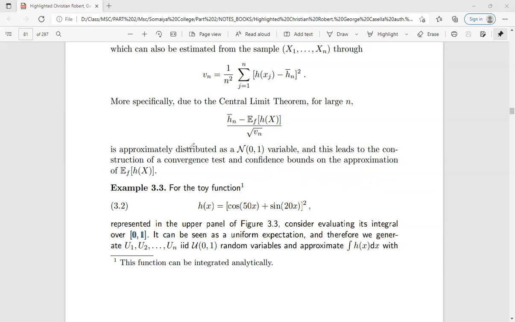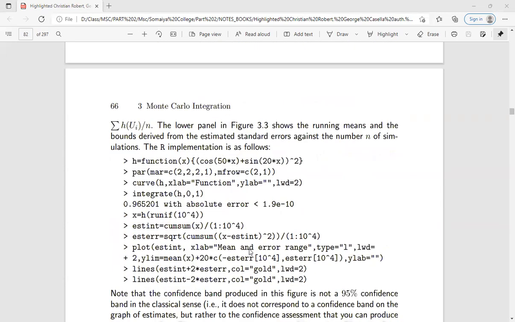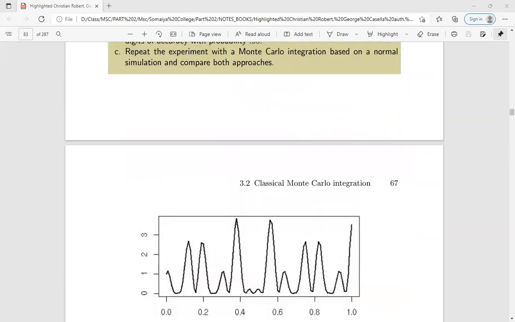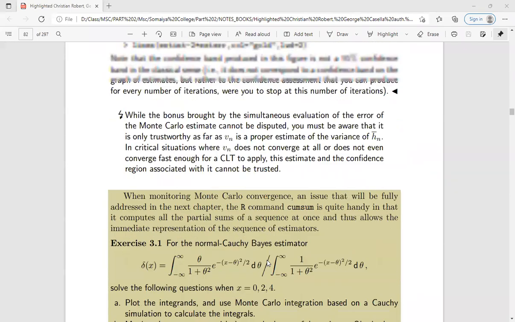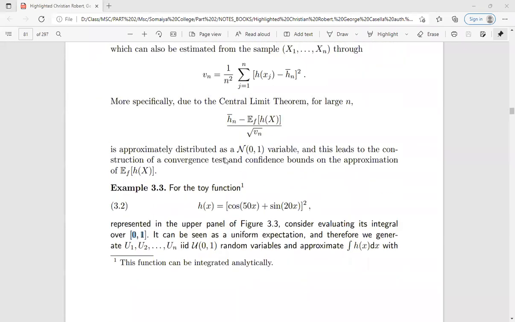Let's see how it works in RStudio. But first just look at the expression represented in the upper panel of figure 3.3 and evaluating this. Just look at figure 3.3. You may observe different values of the generated sample. How much fluctuation is there in my data set? There is a lot of fluctuation from here to here. Each time you generate the observations, it will fluctuate a lot. But let's see how it works in RStudio.